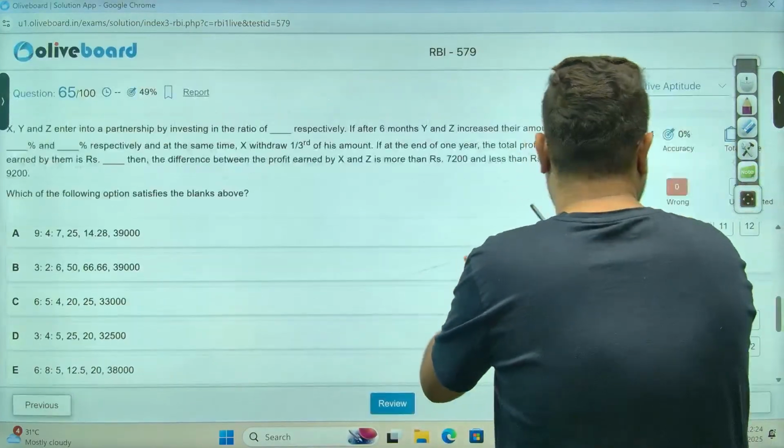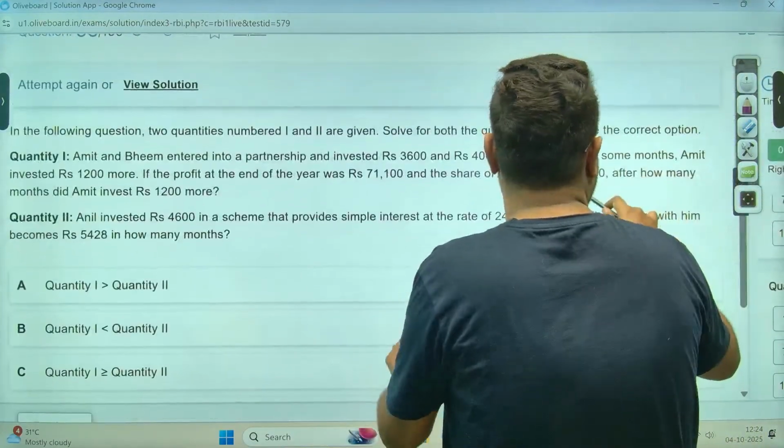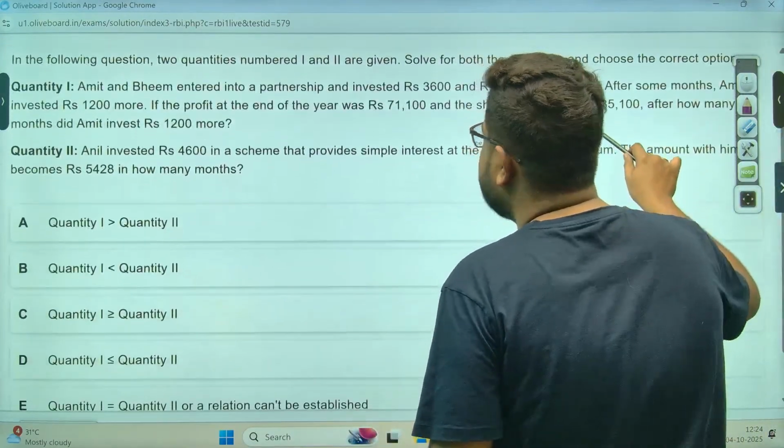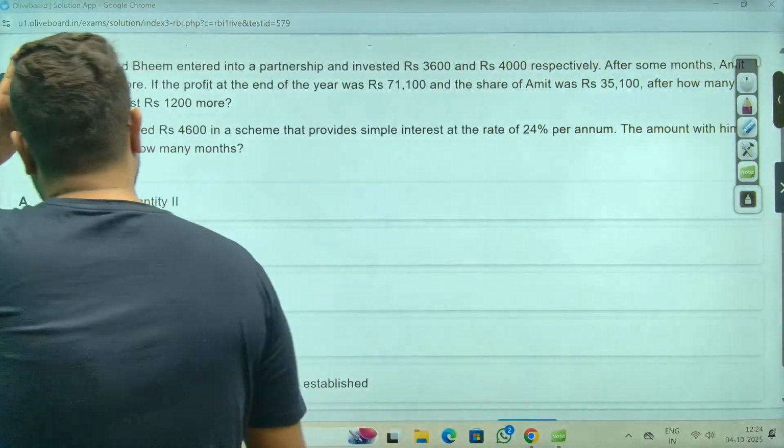Okay, I'm moving on to the next question because I have to complete. We still have 5-6 questions left. Okay, let's move on to some good questions. I guess so. And there's also a small DI.